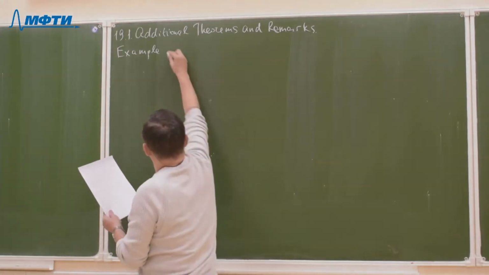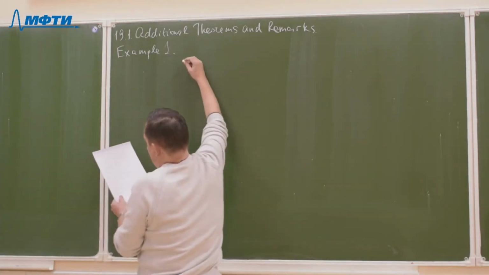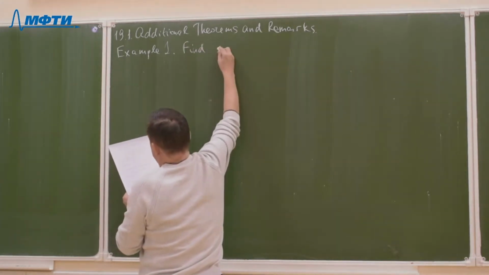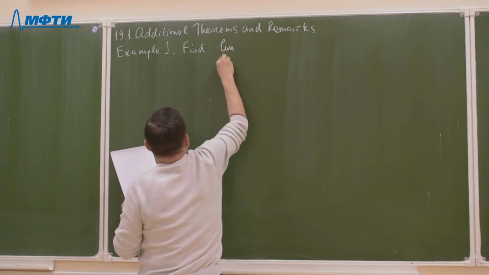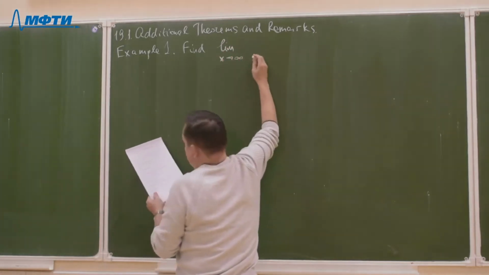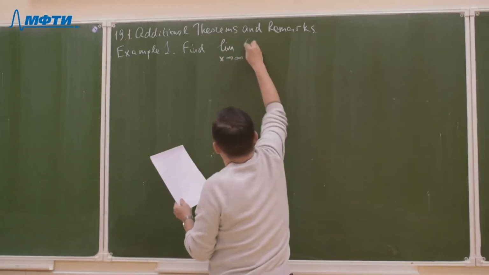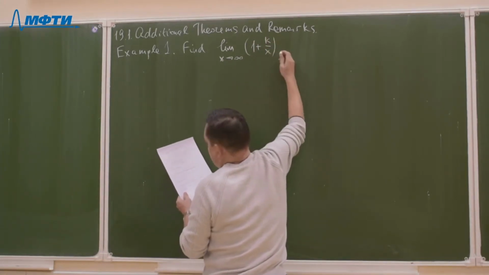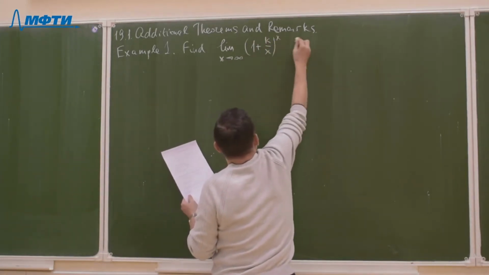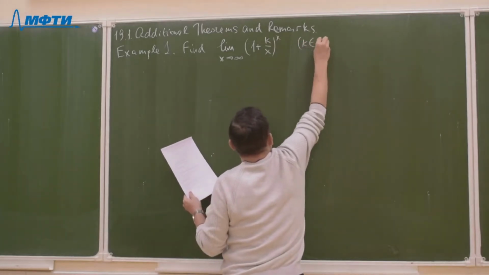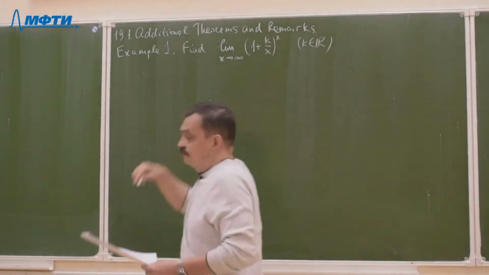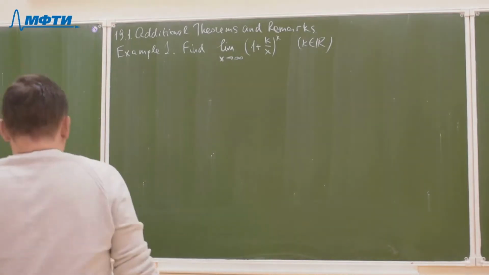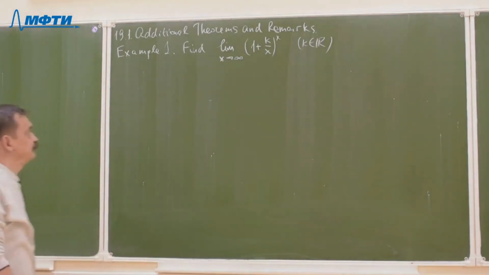So example 1, find the limit as x tends to infinity of (1 plus k over x) power x, where k is a real number. Positive or negative doesn't matter. Okay. So we'll proceed as follows.